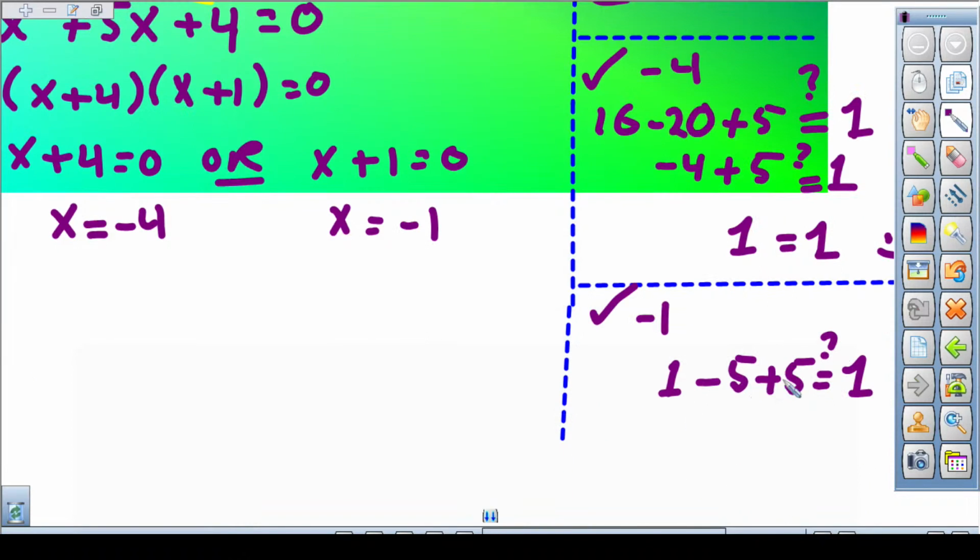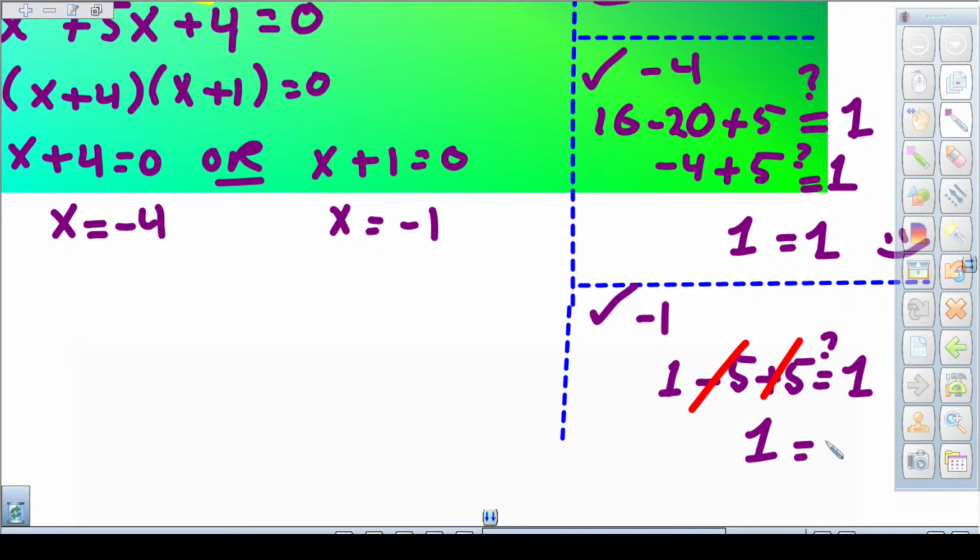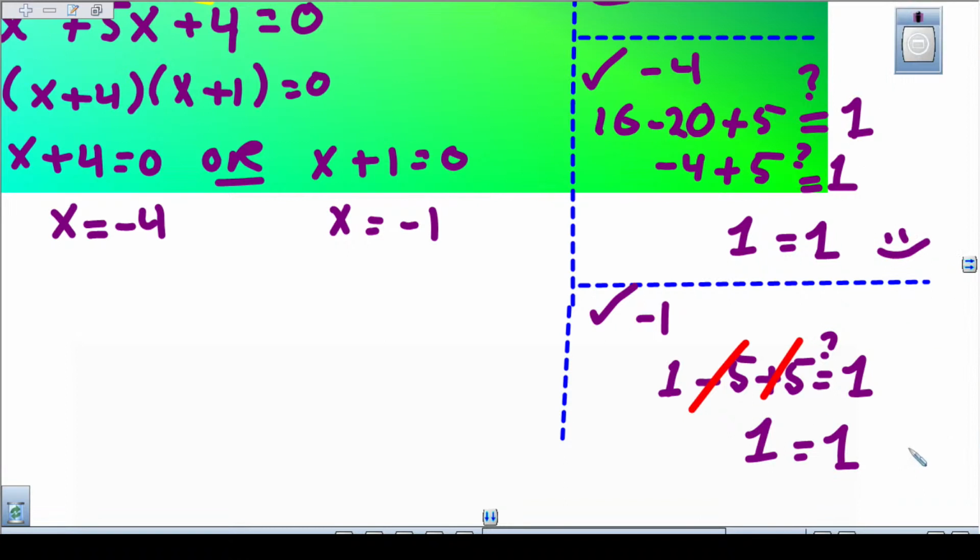All right, let's see. Well, these two are going to go bye-bye. Bye-bye, bye-bye. 5 and 5 left. That left me with just a 1. Oh yeah, that's a big happy face as well. Guess what? Both of them work.